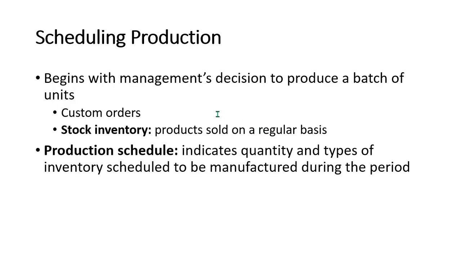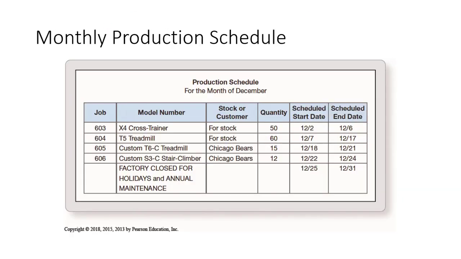These are pretty straightforward. And then when we schedule production, it begins with management's decision to produce a batch of goods, and we've got custom orders for people, and then we've got stock inventory. The production schedule indicates the quantity and types of inventory scheduled to be manufactured during one period. You can read about this in the book. And then we go through a whole bunch of forms in here that, I shouldn't say this, but I don't care about that much. I probably should care, but I don't.